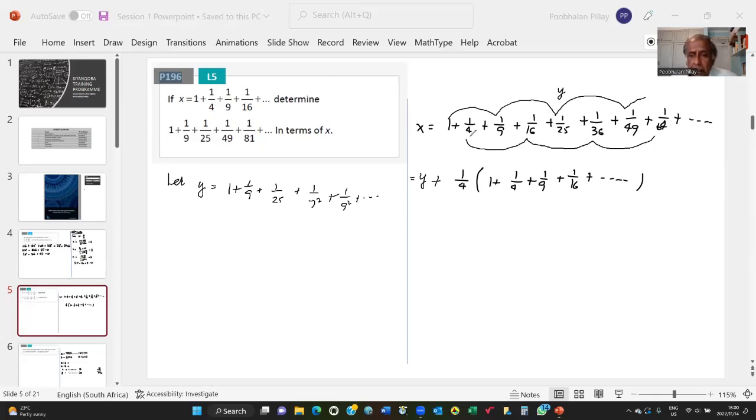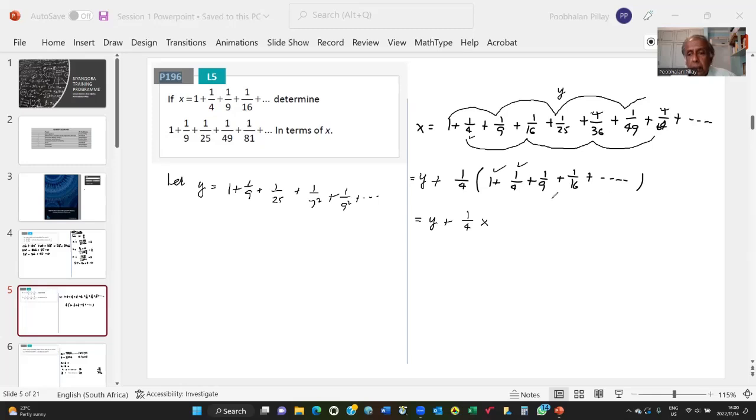And what remains? A quarter goes into this 1 time. A quarter goes into 1/16, 1/4 times. And then 1/36, it's 1/9 times. And 1/64 is 1/16 times. So we're taking care of all the terms here. But this part here is exactly y. Oh, I'm sorry. This is x. This is x. So you got 1/4 times x.